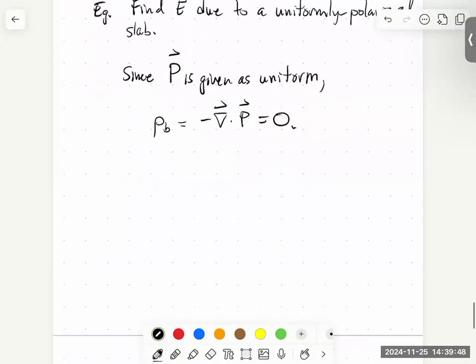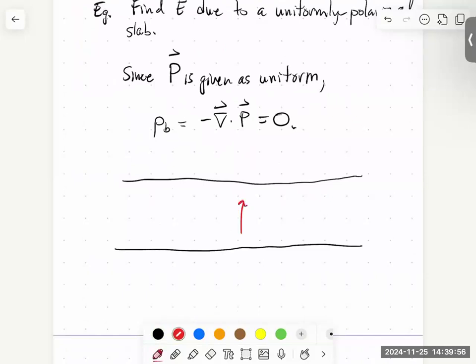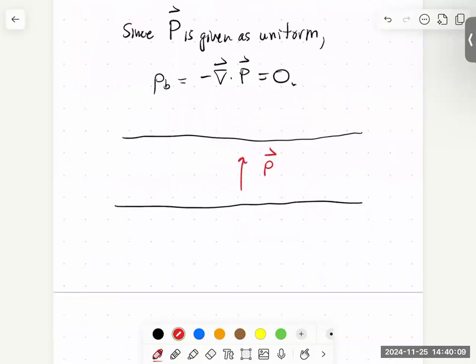Okay, so we'll take our slab here, like so, and we'll say it's uniformly polarized. So P is like so. I'm drawing only one P vector, but it's uniform everywhere. P is the same no matter where you are in this slab. Then, n hat are these vectors that point outwards from our surface. So at the top, n hat points up, and at the bottom, n hat points down.